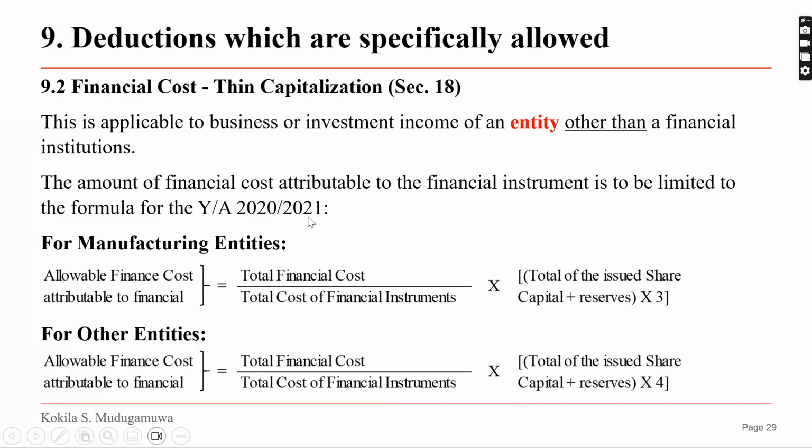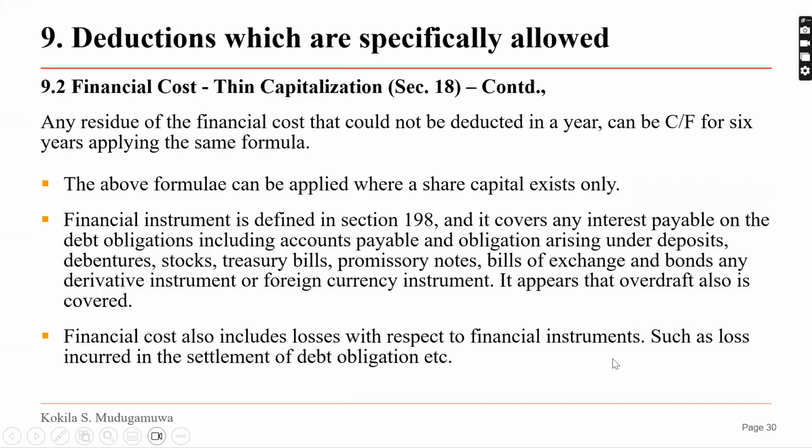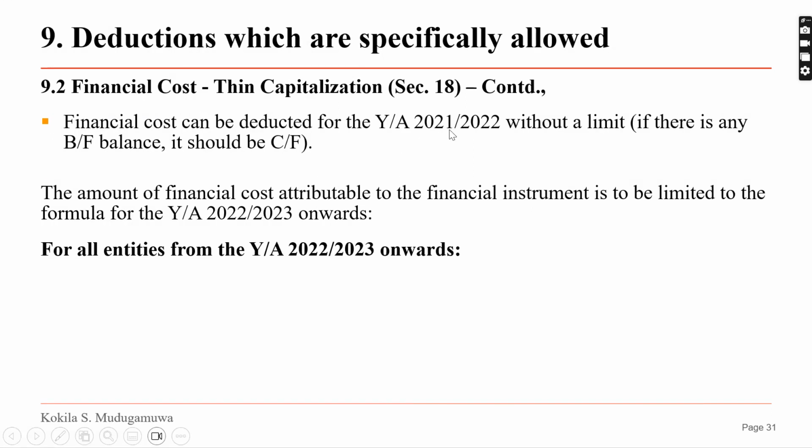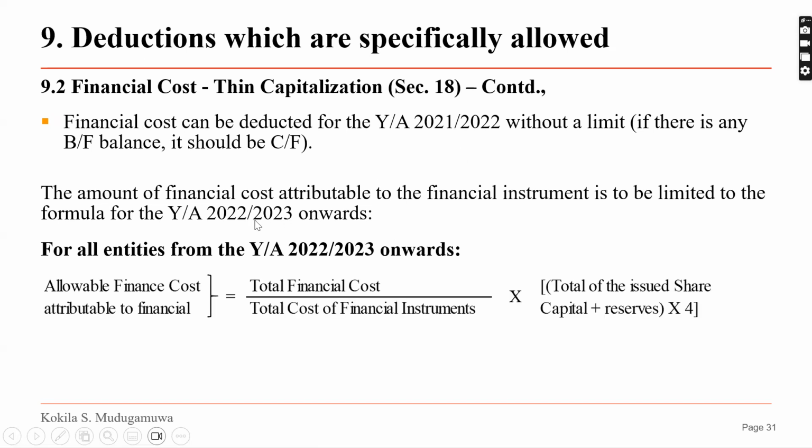So in 2020 we had this adjustment, for manufacturing 3 times, for other entities 4 times. For 2021-22, no adjustments. Then from 2022-23 onward, again 4 times, irrespective of the sector, all entities multiply by 4 times. Finance cost divided by borrowing cost, multiplied by share capital plus reserves into 4 times. This is the one. Hope it's clear.